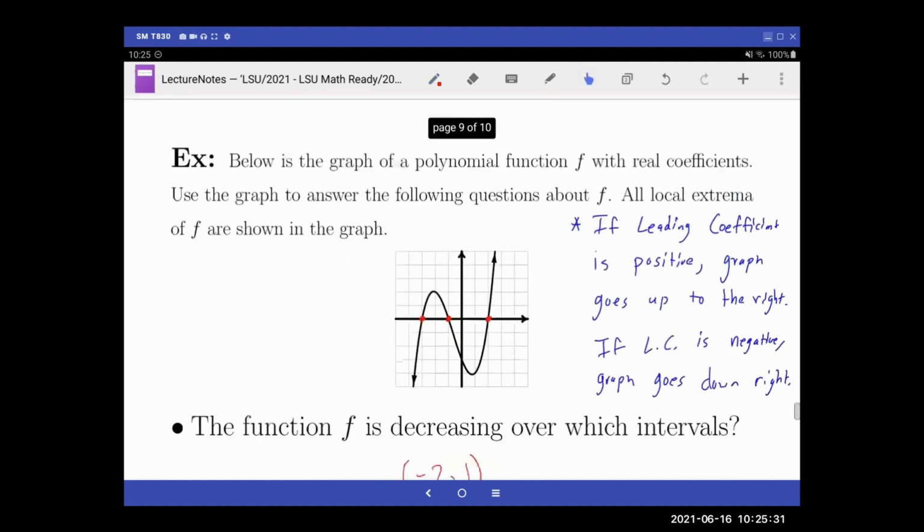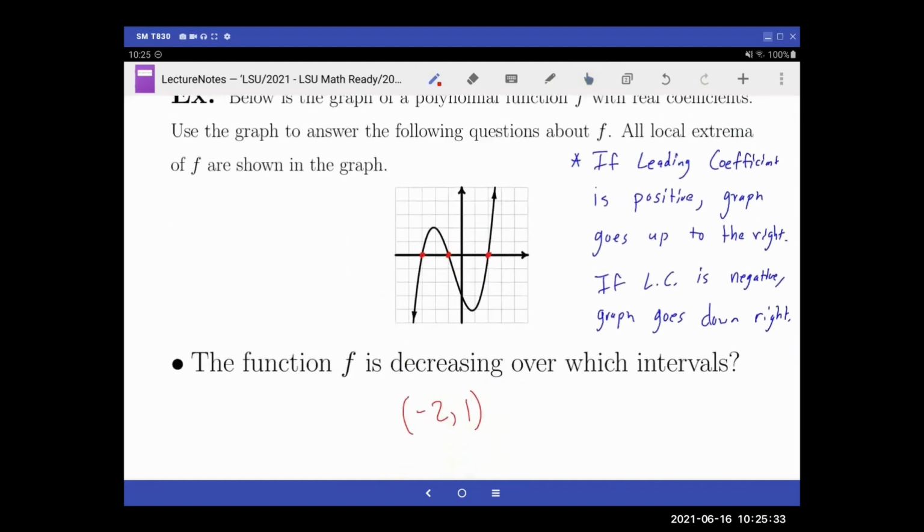Another way you could tell is by looking at the number of turning points this thing has, or extreme values. So there's 1, there's 2. So the degree would have to be at least 1 more than the number of turning points. So if it goes from going up to going down, and then up again, that requires at least a degree of 3.